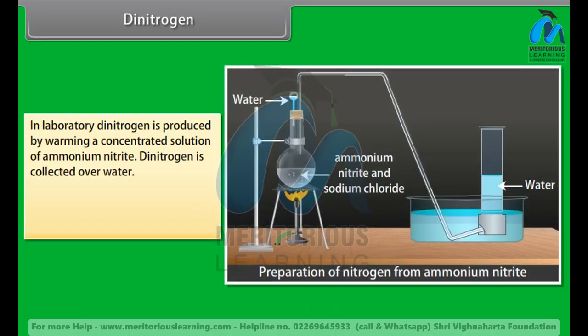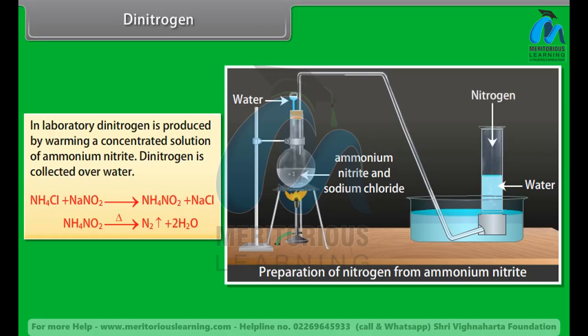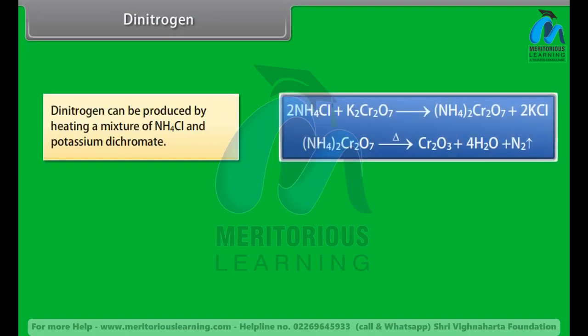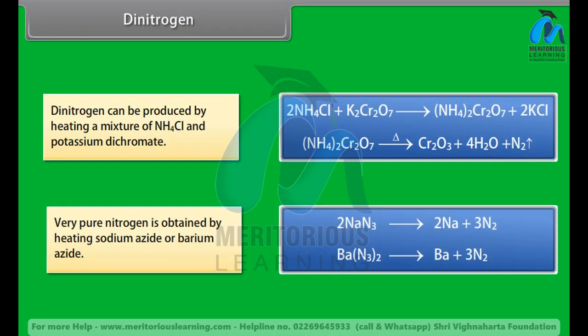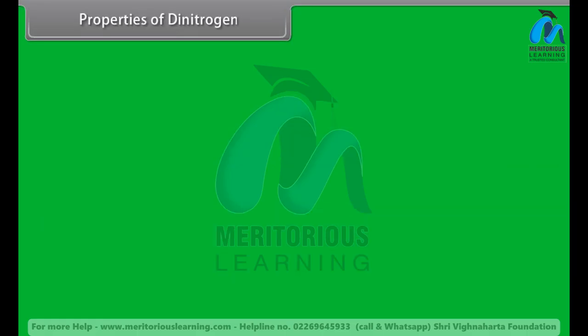In the laboratory, dinitrogen is produced by warming a concentrated solution of ammonium nitrite. Dinitrogen is collected over water. Dinitrogen can be produced by heating a mixture of NH4Cl and potassium dichromate. Very pure nitrogen is obtained by heating sodium azide or barium azide. Properties of dinitrogen.